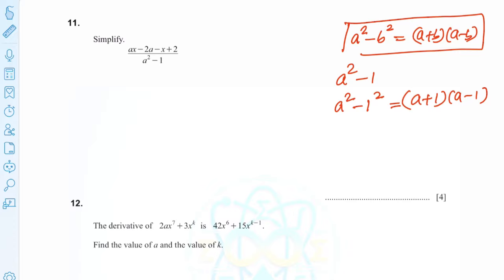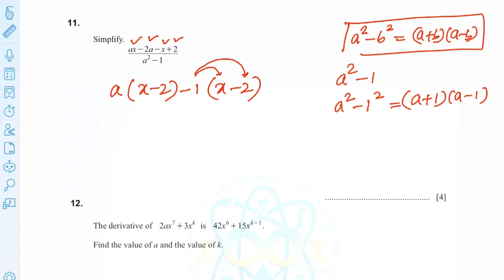Clear? Now, how do we take common from the numerator? In these 2 terms the common factor is a, so I can write a times x minus 2. And from these 2 terms, I am taking minus 1 common, so I'll take x minus 2. Be careful: when you take minus 1 common, inside it will be minus 2, because minus 1 times x is minus x, and this will be plus 2. Did you get it? Over, as I told you, the denominator will be a plus 1 times a minus 1.